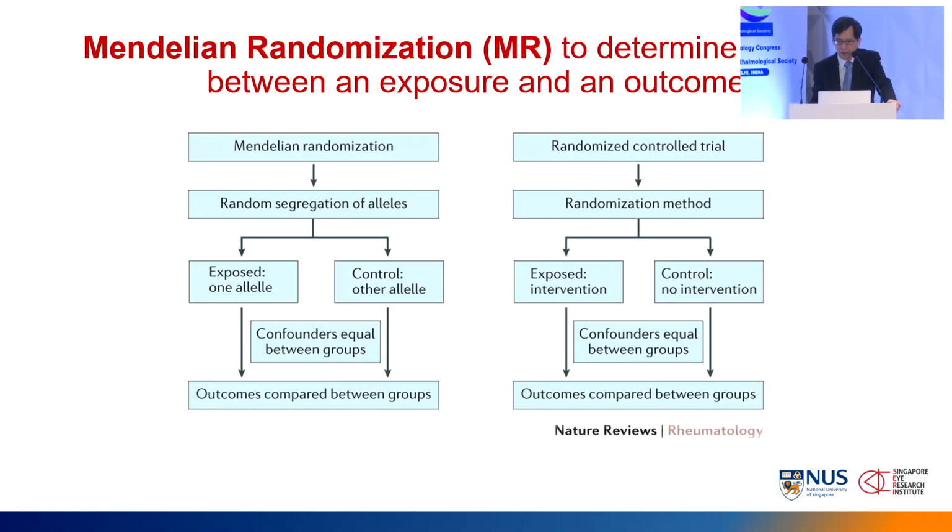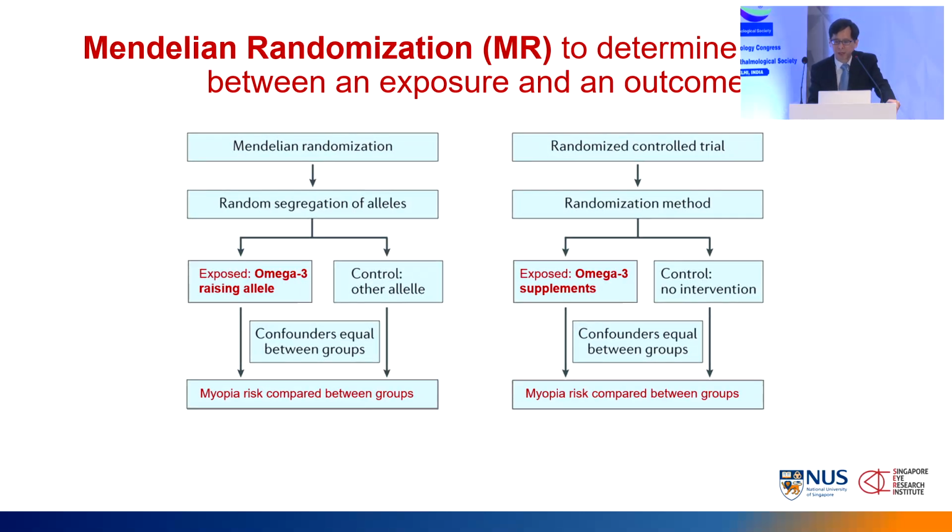So in an RCT, the patients are randomized into either the intervention group or the control group, and then we can compare the treatment outcome between the two groups. Whereas in Mendelian randomization, alleles are randomized into two groups, and we can compare the outcome between the two groups to see whether it's due to the effect from the alleles.